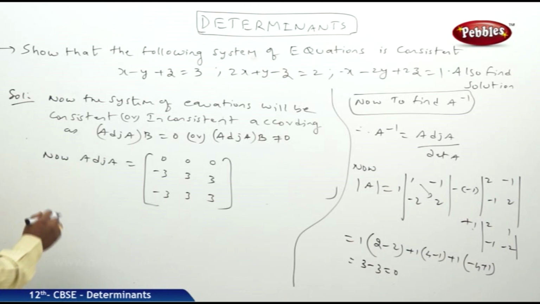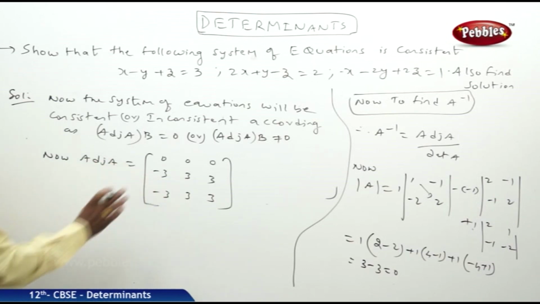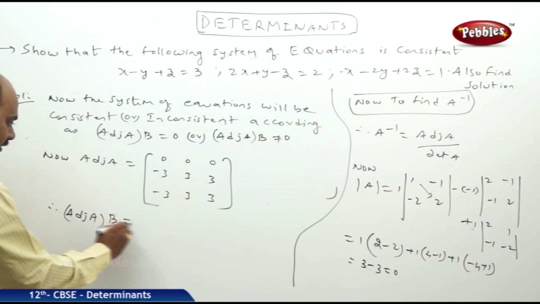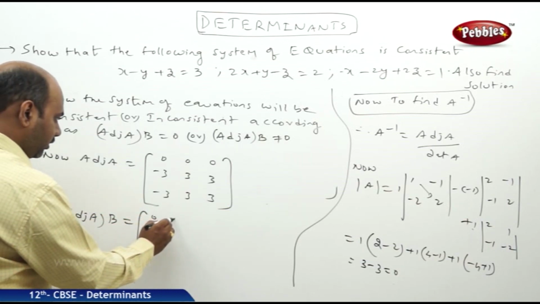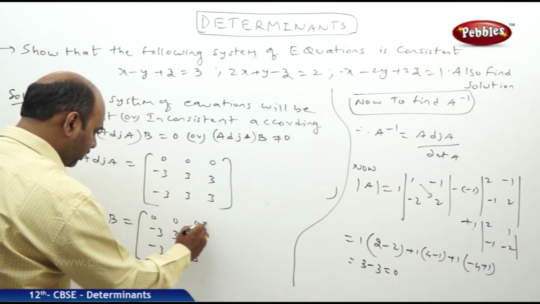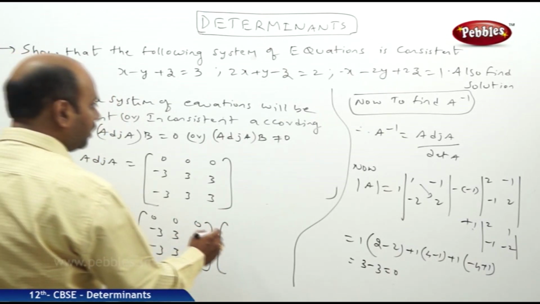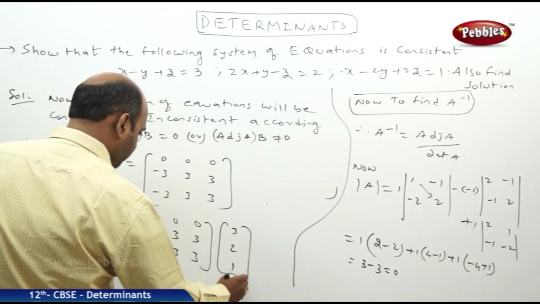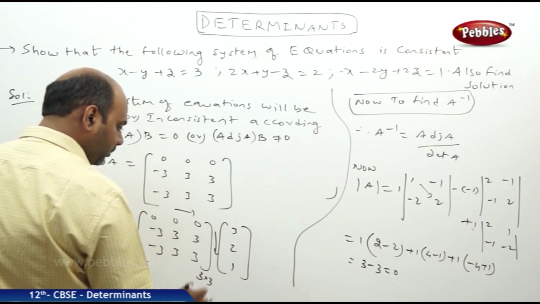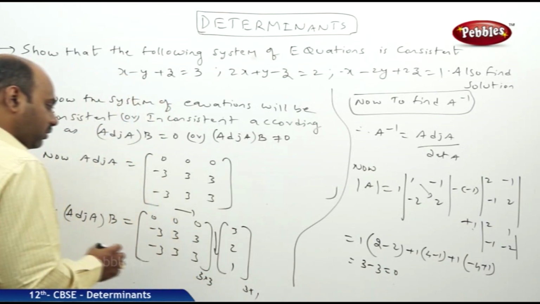Now adjoint A I found out. Adjoint of A is a matrix obtained by finding the transpose of the cofactor matrix. Therefore I will be finding adjoint A into B. What is our adjoint A here? 0 0 0, minus 3 3, and here minus 3 3, into its B. B means what here? 3 2 1. So we shall multiply this. Is matrix multiplication possible? Yes, it is possible, because the number of columns in the first matrix is equal to the number of rows in the second matrix.